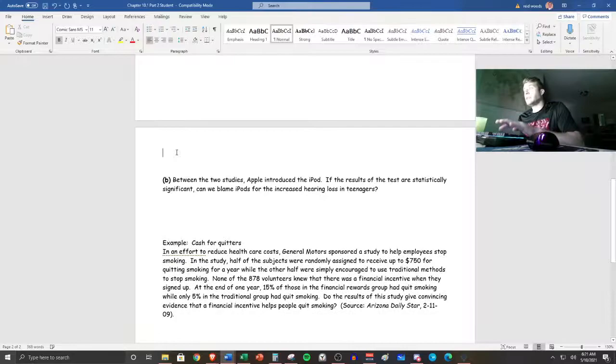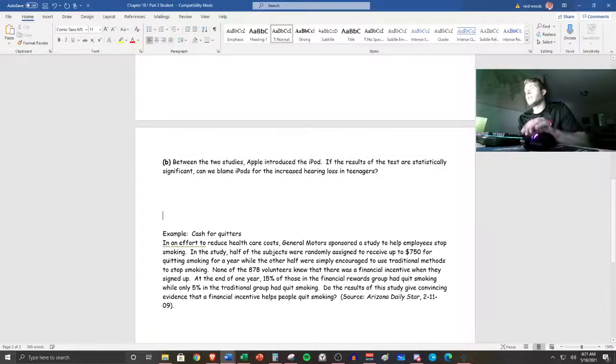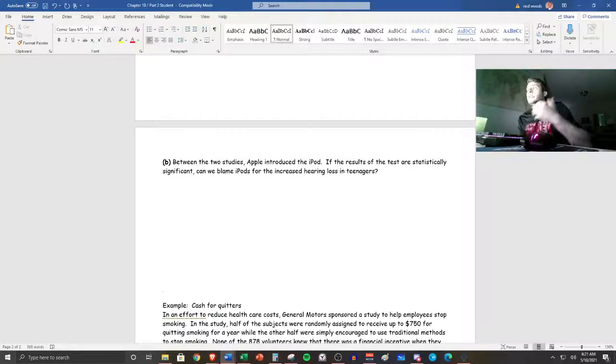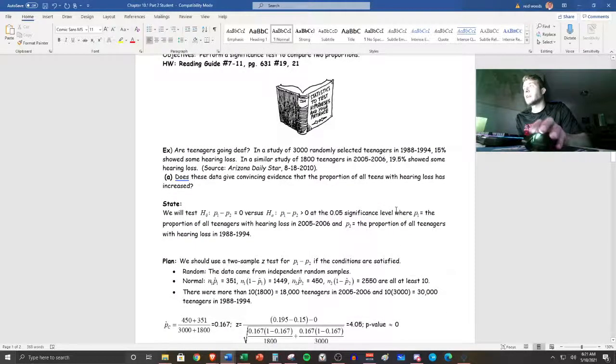All right. It says between the two studies, Apple introduced the iPod. If the results of the test are significant, can we blame iPods for the increased hearing loss in teenagers? Well, since we didn't really run an experiment, this is going back to the very first chapter, and this is good review for that. We can't show causation unless we run an experiment. This is just an observational study here.